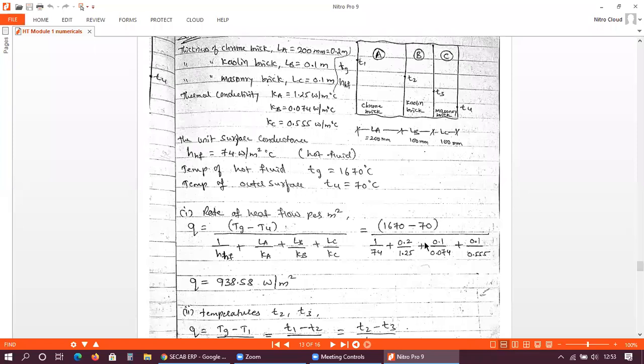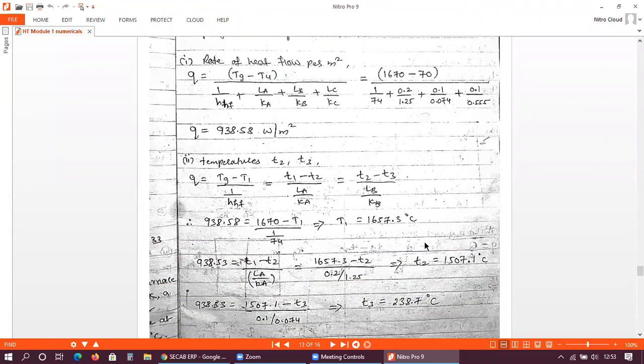This is how you need to practice the problems depending upon the different modes of heat transfer. Is it clear? Understood? You practice it once or twice, you will come to know. It is very easy actually. Because of these online classes, I think things are getting difficult, but it is very easy.